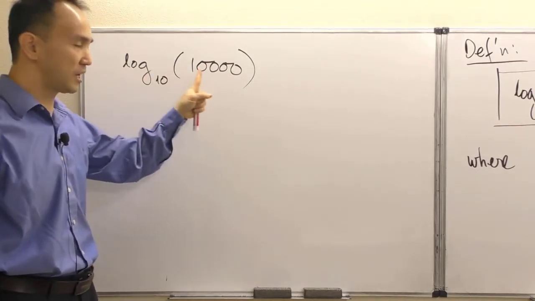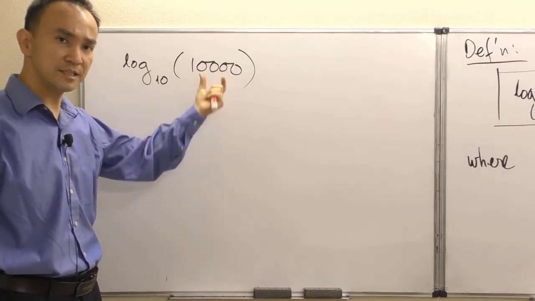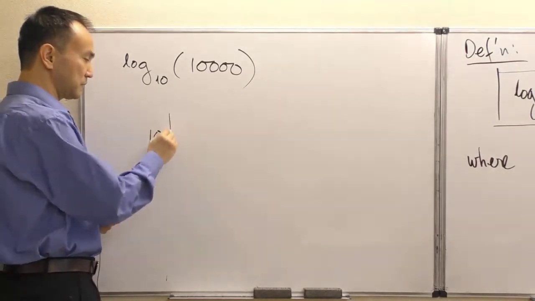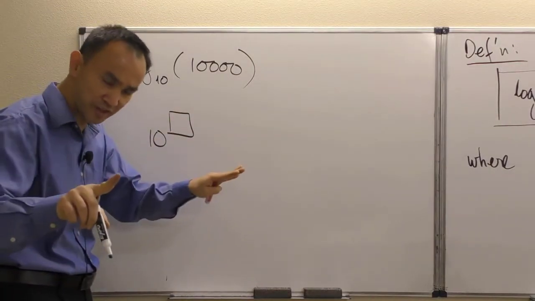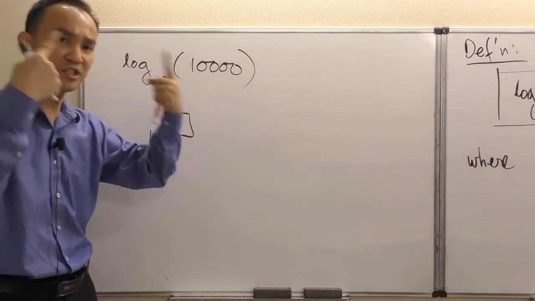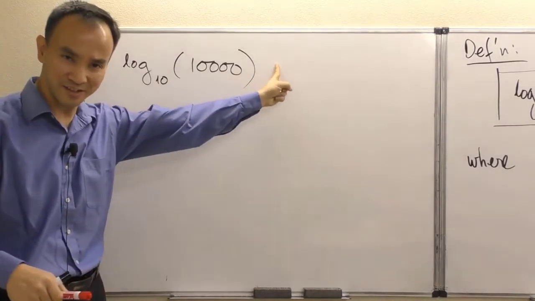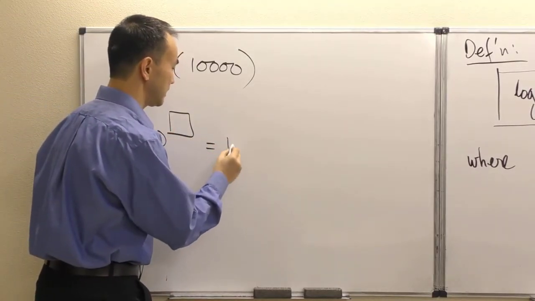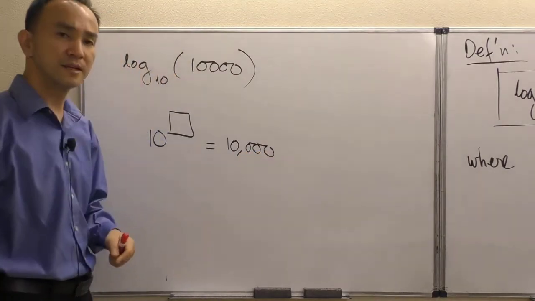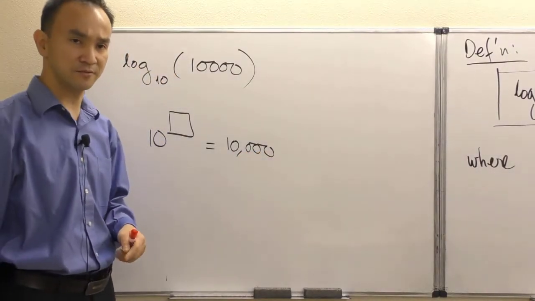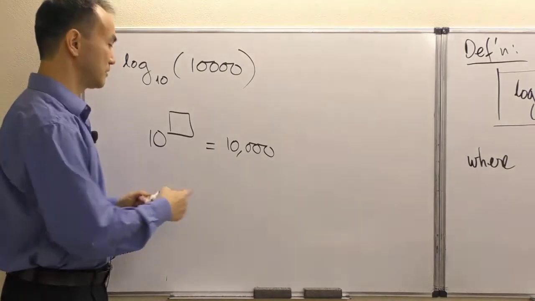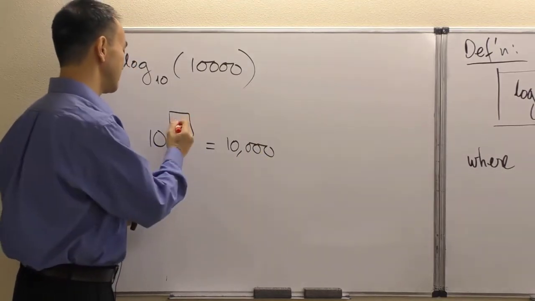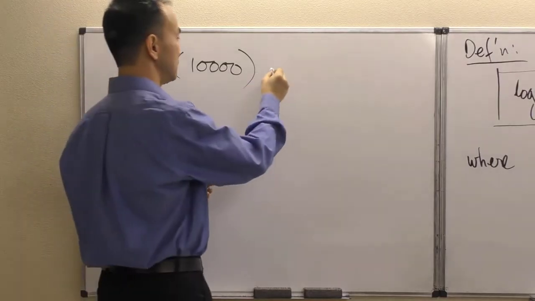Log base 10 of 10,000. In order to find that answer, once again, base 10, what power of base 10 equals 10,000? That question is a perfect way to assist your thought process to come up with the final answer. Now your mental math can kick in again, and we don't need a calculator for something this simple. For base 10, we count the number of zeros, right? So the answer here is 4.